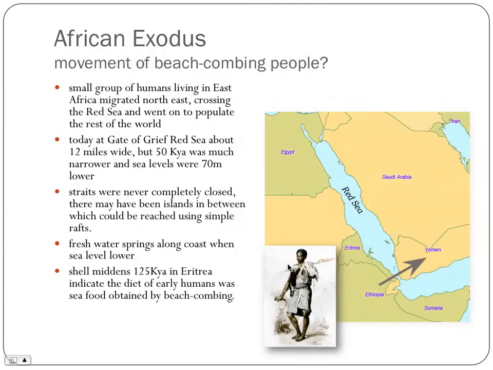So there's some debate as to where that exodus occurred. I think most people suggest that it took place at the bottom of the Arabian Peninsula, crossing from what's now Eritrea, called the Gate of Grief. It's got an Arabic name, but I can't remember it. Bal something or other. Today it is only about 12 miles wide, but in the past, when sea levels were different, it was quite a good deal narrower, and it's quite plausible that humans could have rafted across there. And it appears that there are fresh springs along this coast as well. And there's some evidence in Eritrea that humans were eating shellfish and engaging in this kind of beachcomber lifestyle. So that fits with this idea.